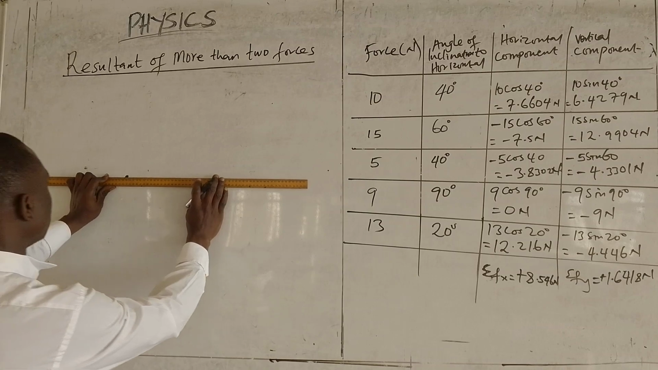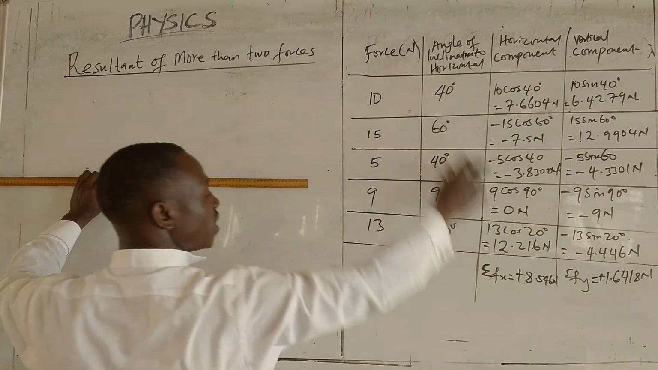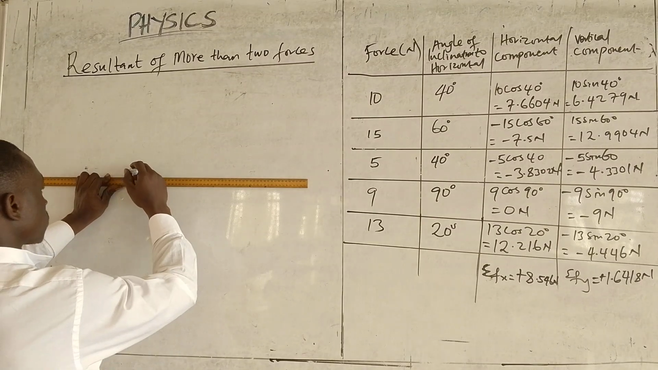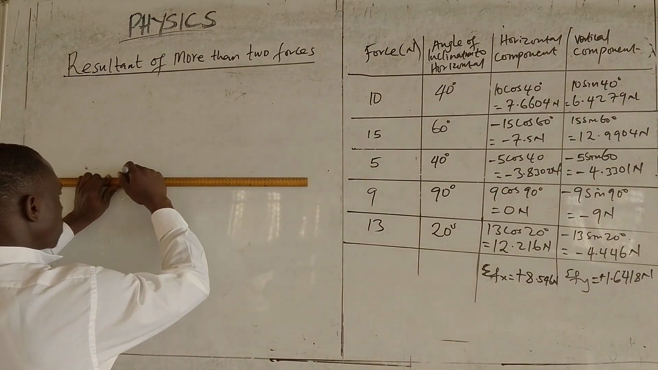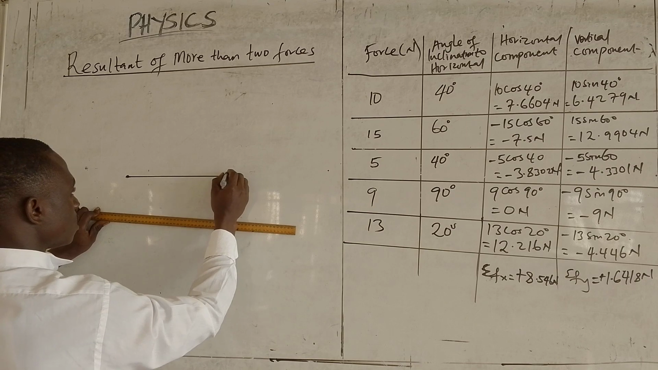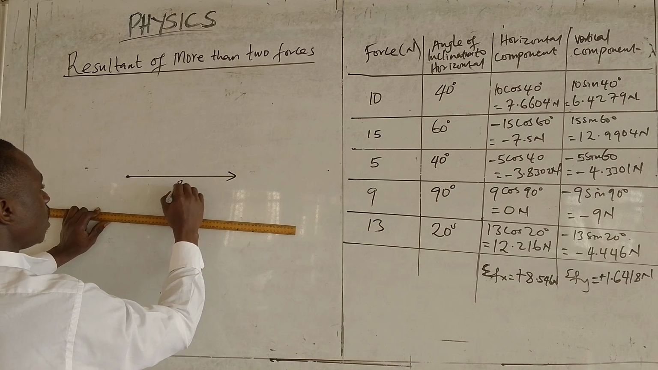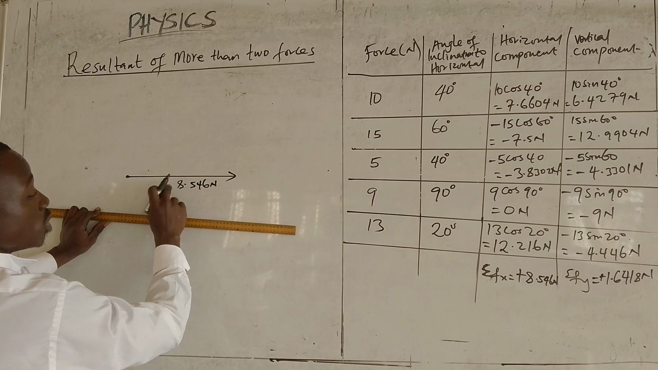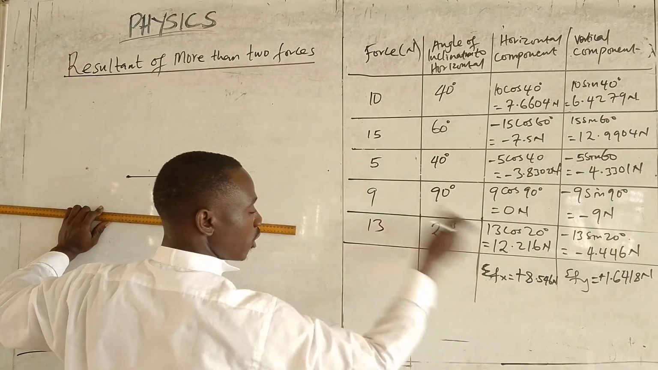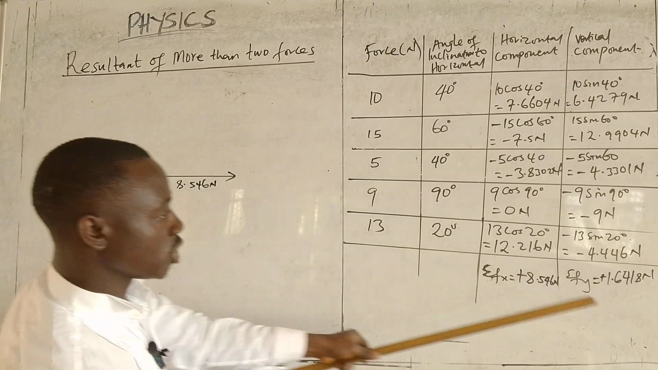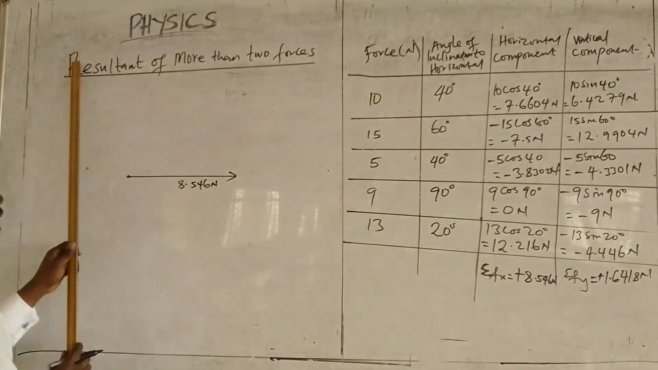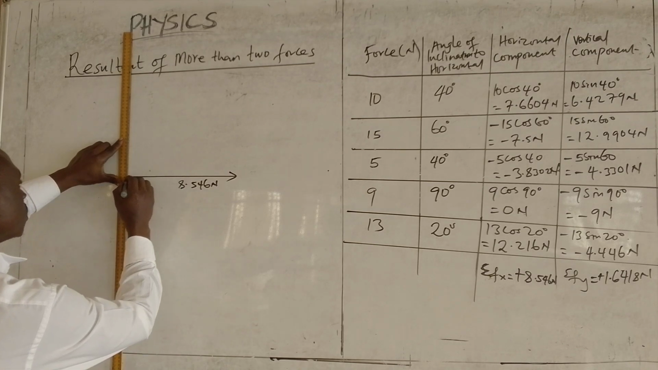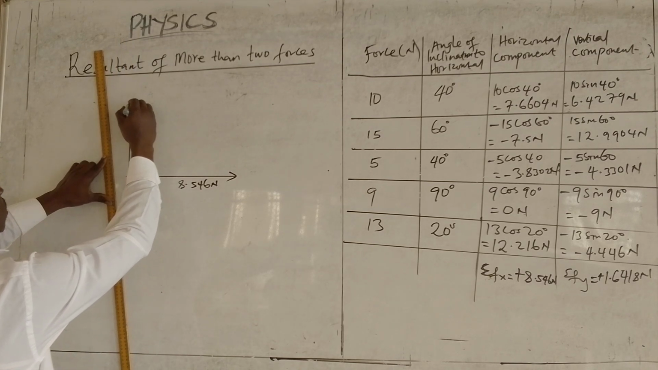So if the particle is here, it means all the horizontal forces are now dragging in the positive direction. So you are going to draw something like this, along the positive horizontal axis, 8.546 Newton. You don't need to put the plus. This plus is to tell you that you are going to the right-hand side. Then for the vertical, we also have plus. If it is plus, we are going upward from the origin.